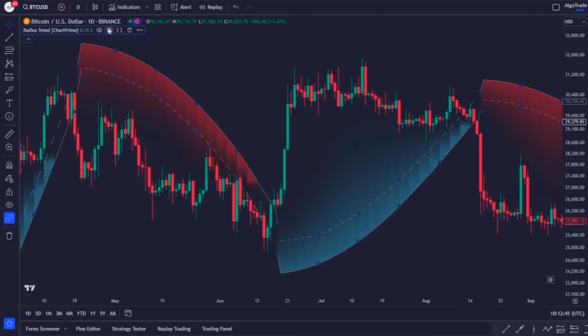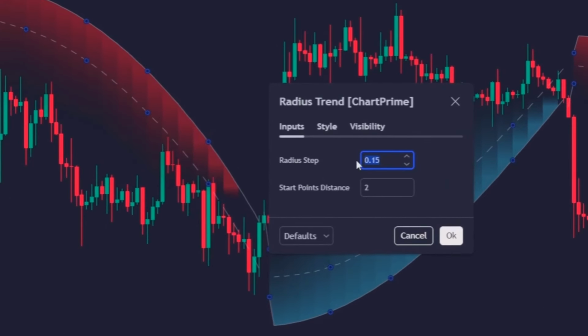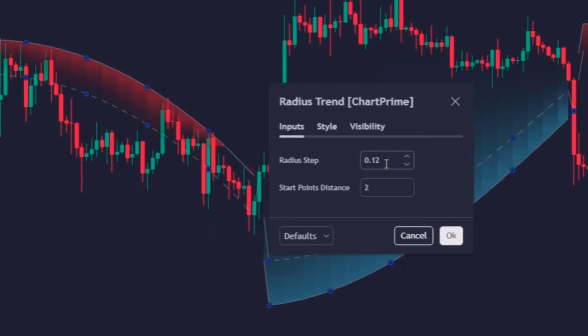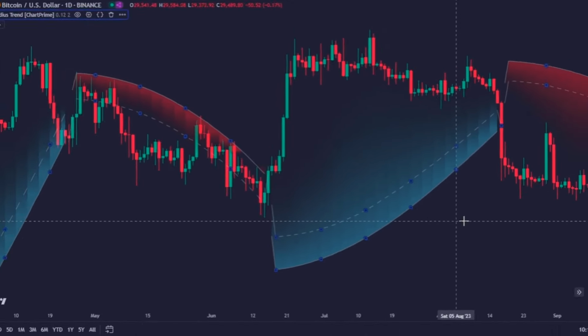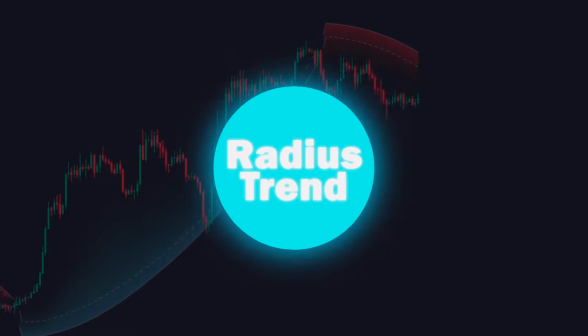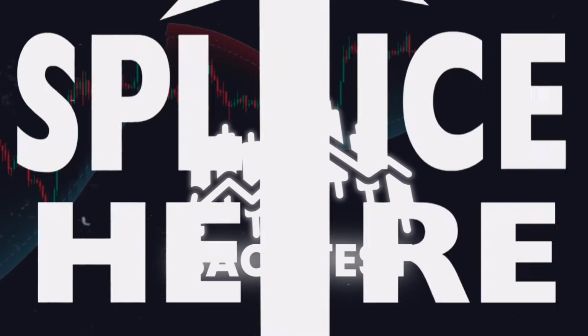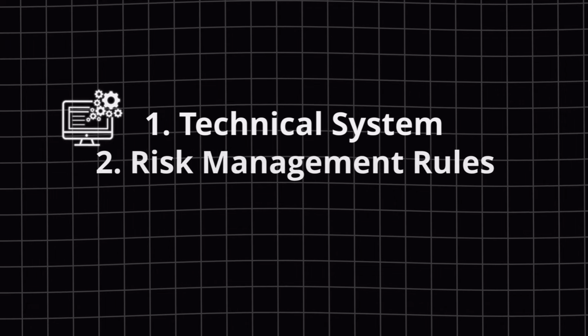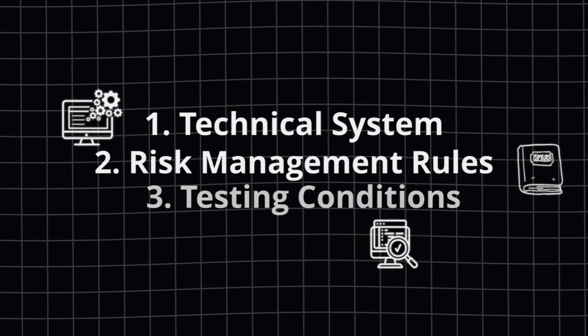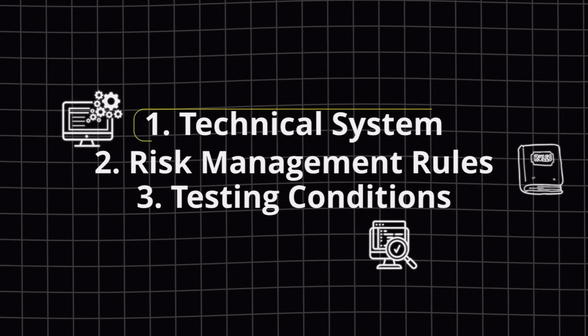By default, it uses a radius step of 0.15 and a distance of 2 points, but for today's analysis, I will change this value to 0.12, because after some testing, I believe it works better. But of course, to discover if the Radius Trend is really efficient, we'll need to backtest it. To do this, we need three things. First, the technical system, second, the risk management rules, and third, the testing conditions.